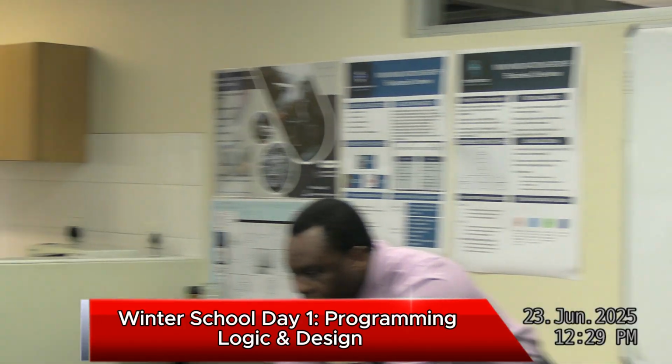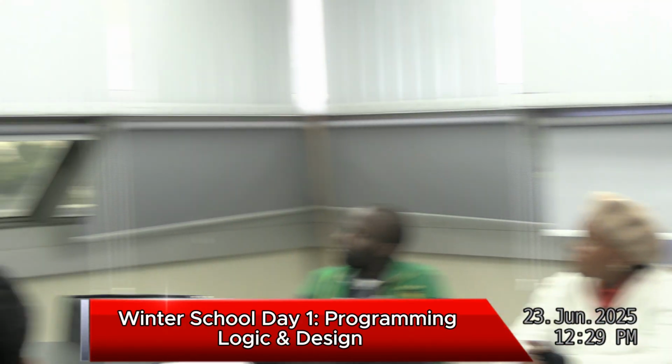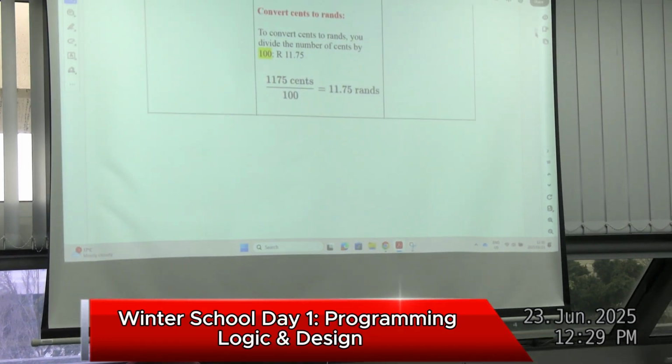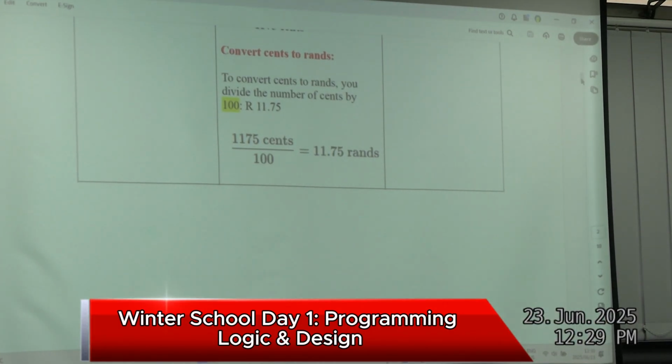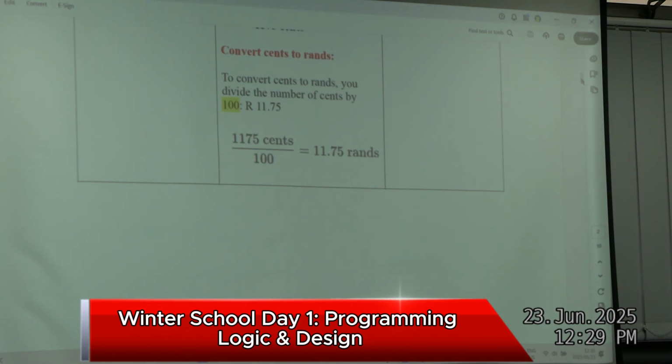So now, I'm still in processes, because it says you have to calculate the amount due. To come up with the amount due, I took the 10 apples times 85 cents. It gives you 850, something like that. And 5 oranges times 65. Now to convert them, you take the total amount, 1175 cents, over 100. It will give you 11.75, which is 11 rand 75 cents. You can also try it and use it.